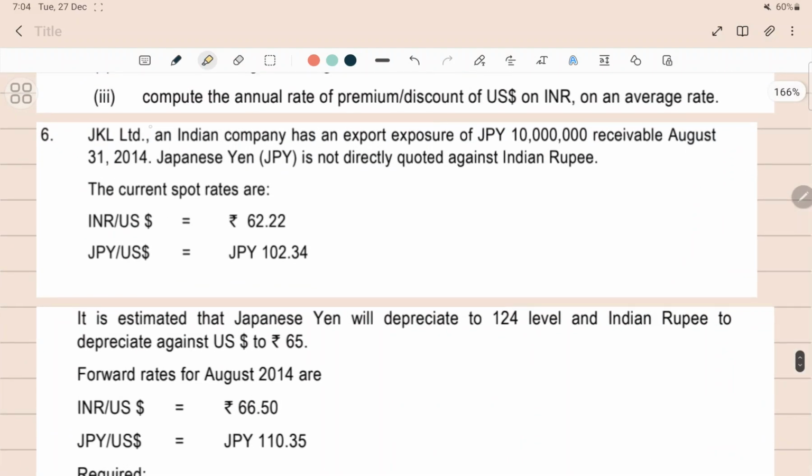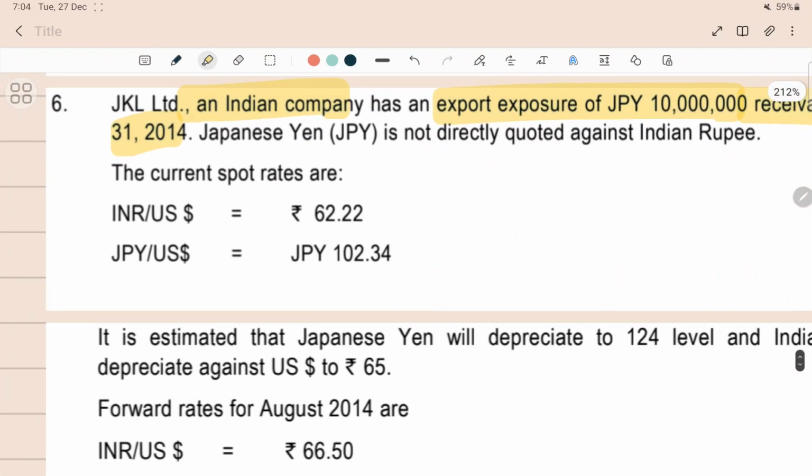Once again the question: JKL, an Indian company, has an export exposure of JPY 10 million receivable in August 31st, 2014. The Japanese yen is not directly quoted against the Indian rupee. You can see this from the spot rates given to you, that Indian rupee is quoted against dollar and yen is quoted against dollar. So rupee and yen are not directly quoted against each other. Okay, so how do you first of all interpret the quotes that are given?